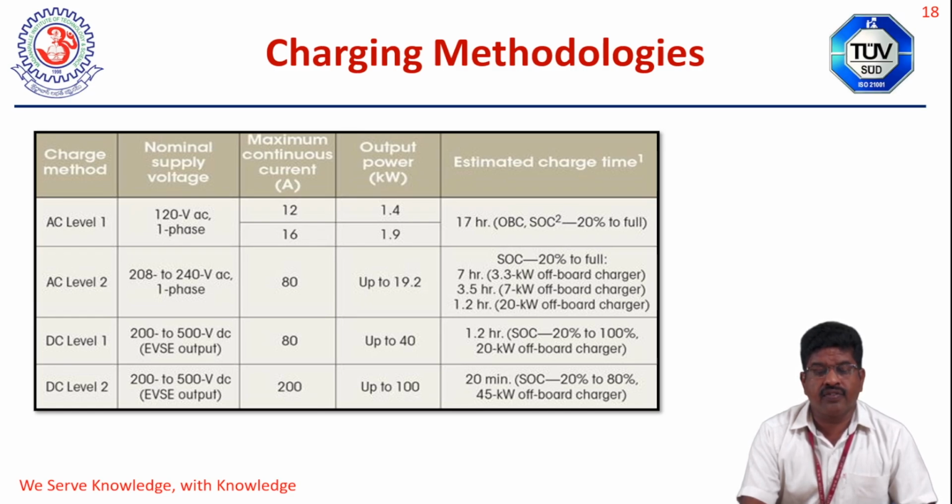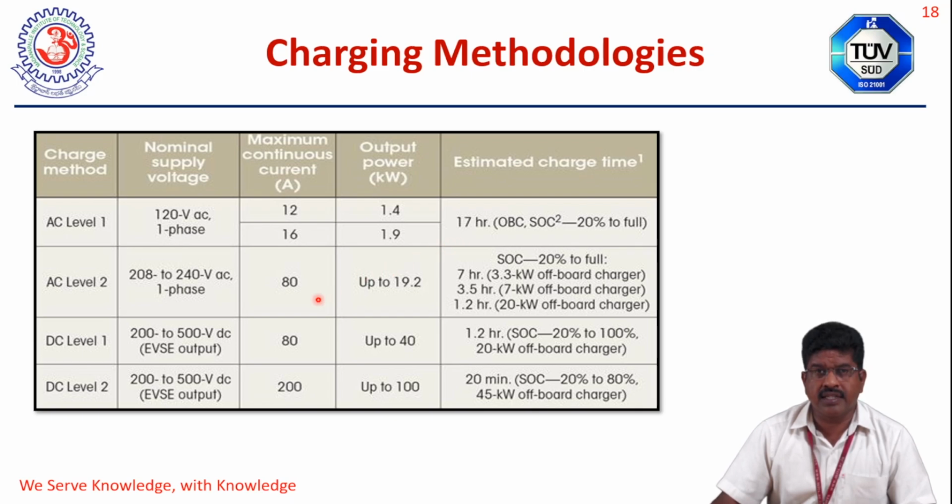So in the first type, you have the AC level 1. It takes a voltage of 120 volt single phase AC supply, in which it draws 12 amps of current and gives an output power of 1.4 kilowatts. Similarly, in the second option, we have a 16 amps power supply consumption, and it gives a power of 1.9 kilowatts. The estimated time for charging the electric vehicle is approximately 17 hours.